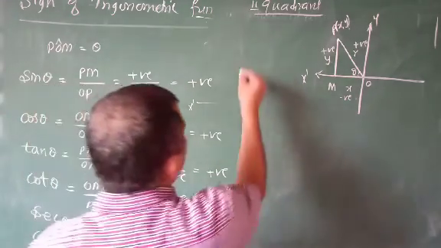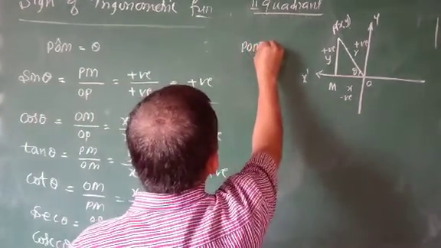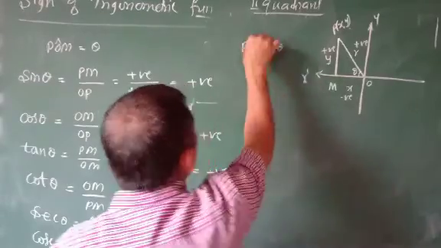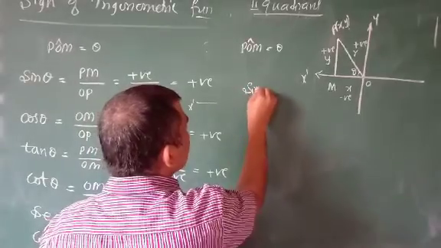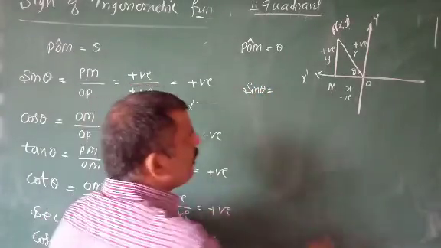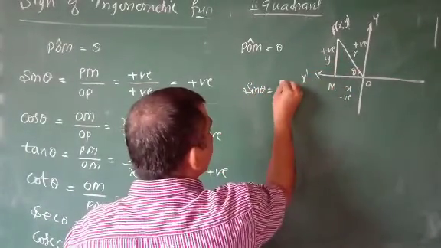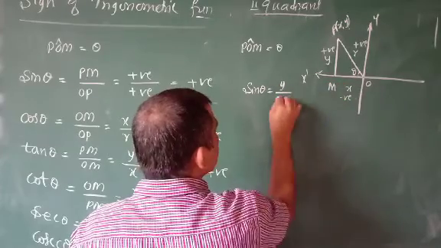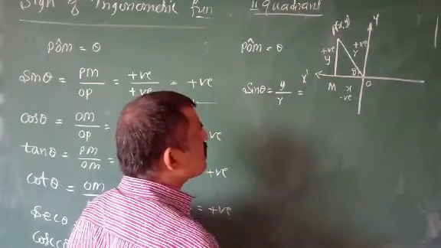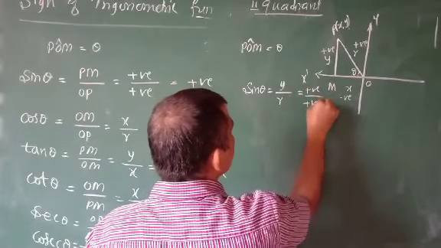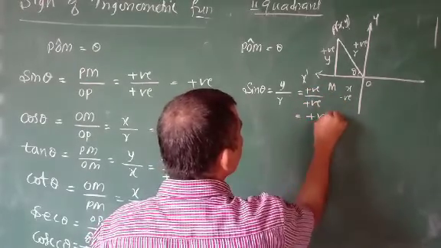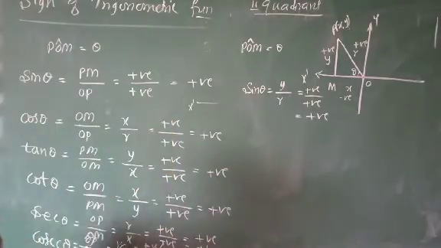Angle POM is equal to theta. Sin theta is defined as the opposite side y divided by the hypotenuse r. Y is positive, so r is also positive. Positive divided by positive is positive.